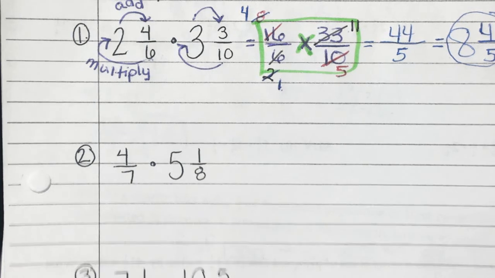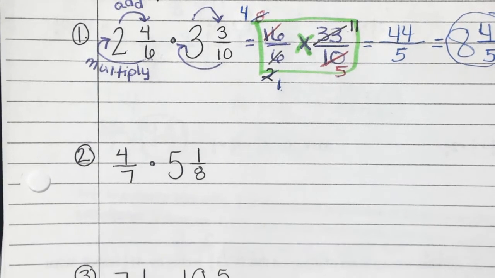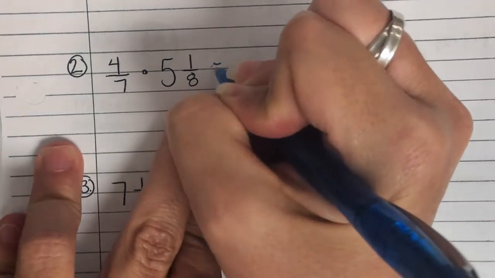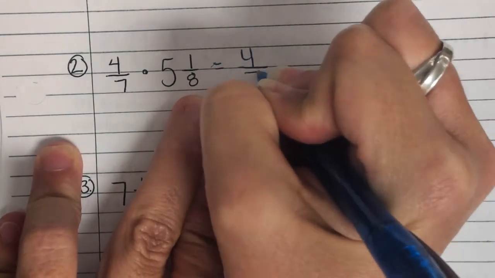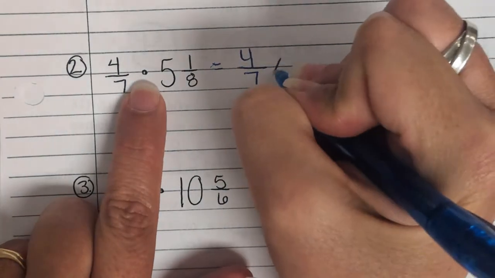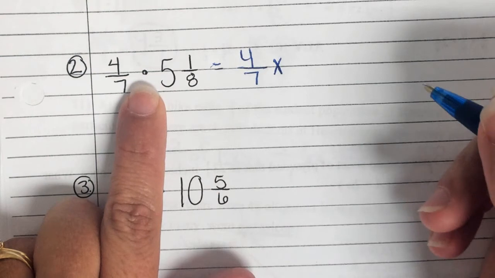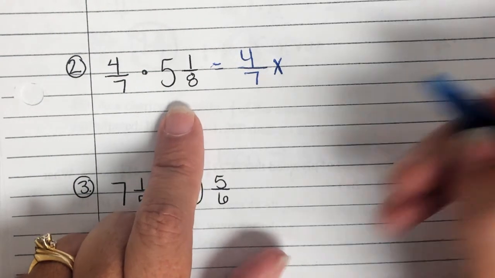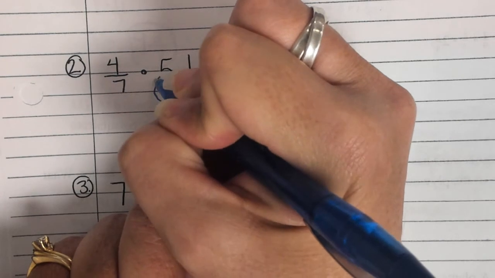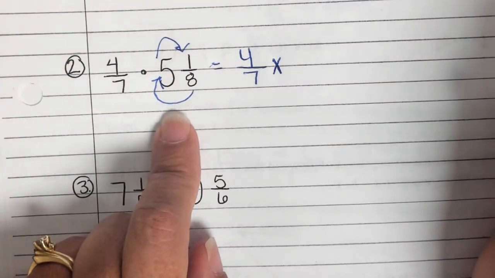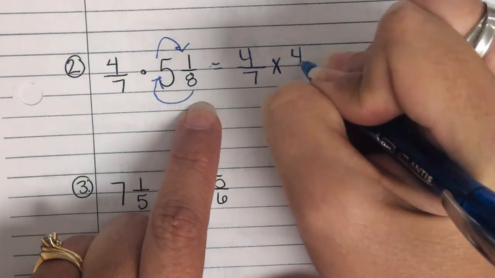Here we go. Number 2. So like on number 2, the 4/7 doesn't change. It gets to just stay 4/7. The multiply gets to stay multiply. Some of you haven't written this yet. Okay, the 5 1/8. We got to do the backwards C. 8 times 5 is 40. Plus 1? 41 over 8.